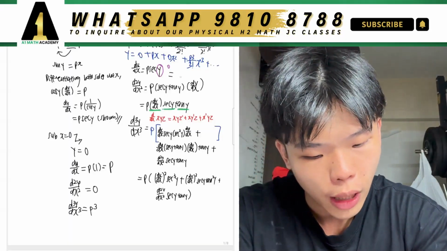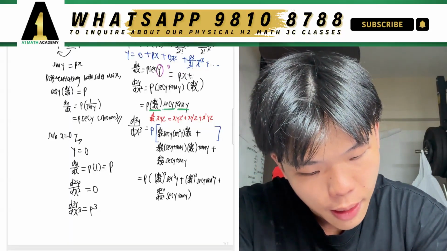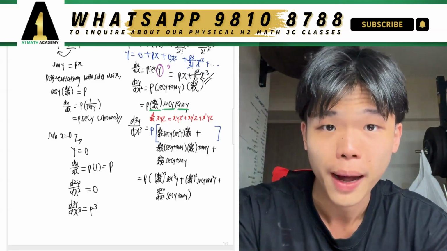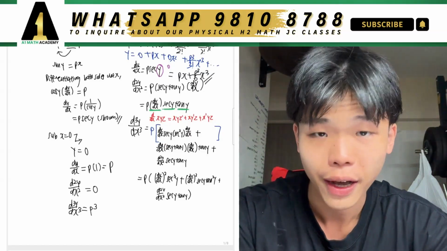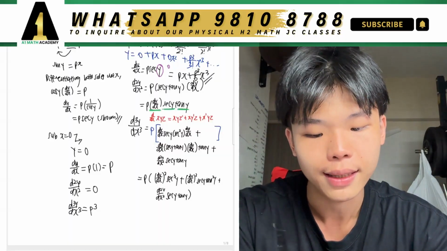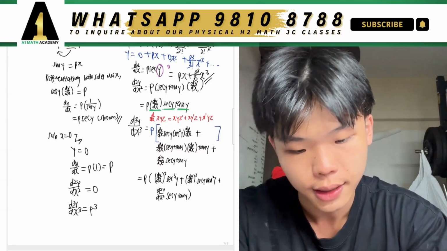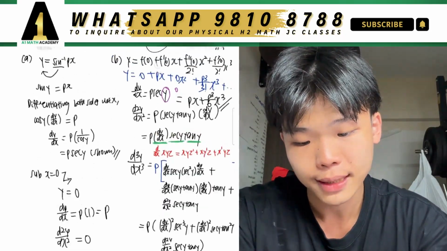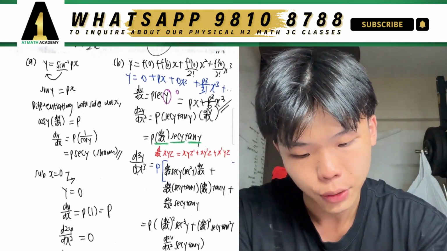And therefore, we conclude our answer as px plus p cube over 6x cube as the final answer to part B over here, right? So that's the final values over there. Now for C, they want us to use our answer to find the series expansion of this. And since it's a hence portion, we actually need to start from part B's answer. So how do we actually tackle part C over here?